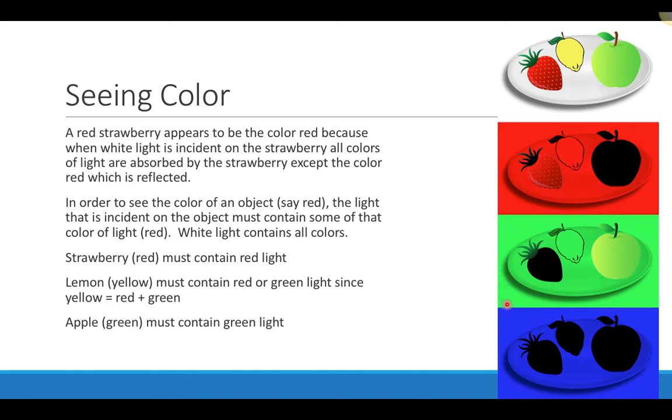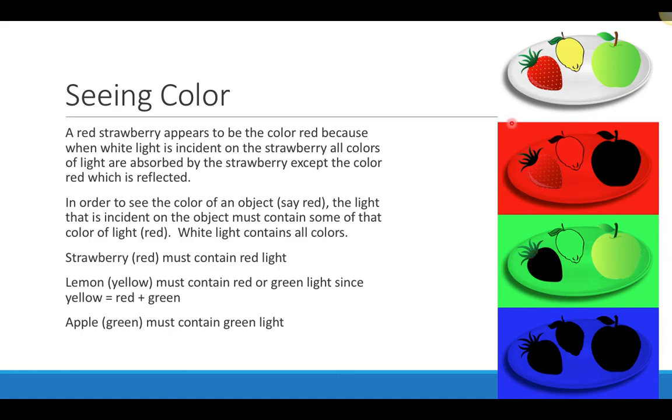If I take green light and I shine it on that plate, the green apple appears green. The red strawberry appears black because there is no red light to be reflected off. I only have green. Green is a primary color, so that strawberry will appear black, except for the top of the strawberry, right? The top of the strawberry was green, and so that appears green.